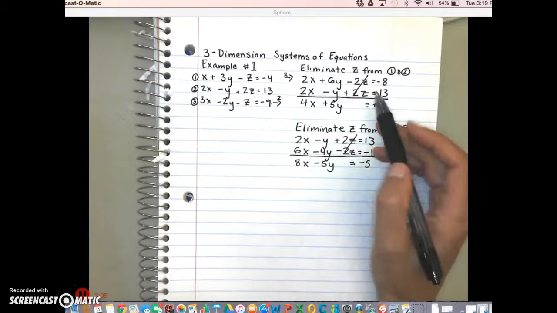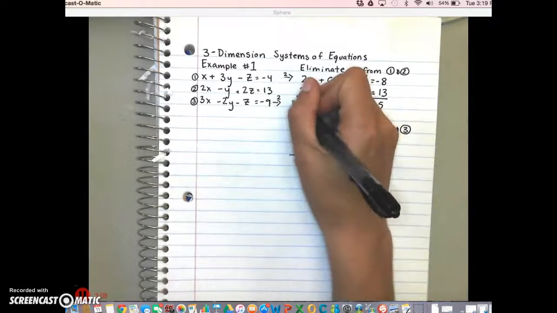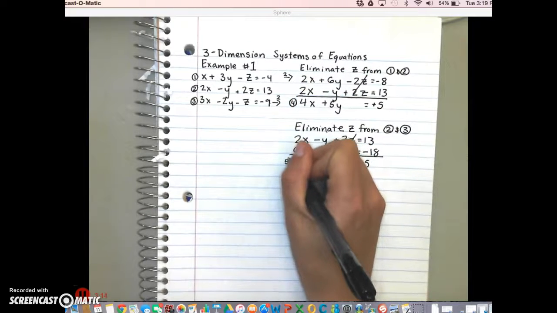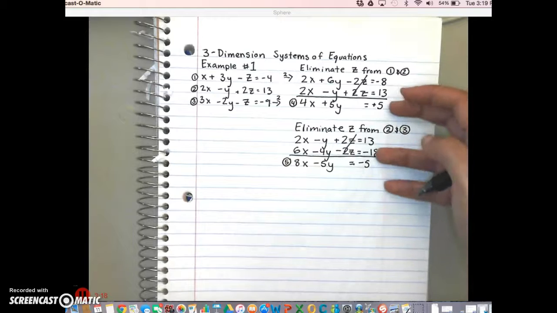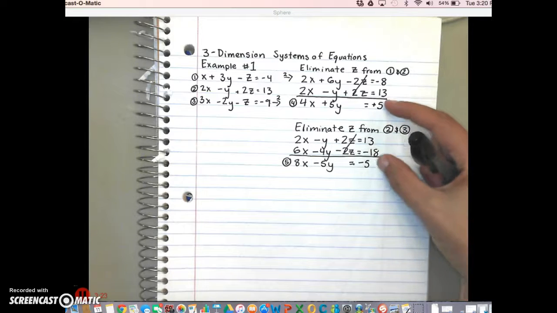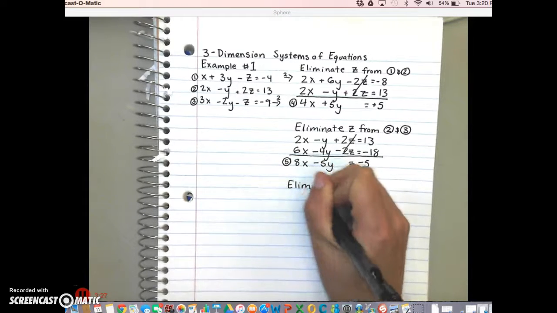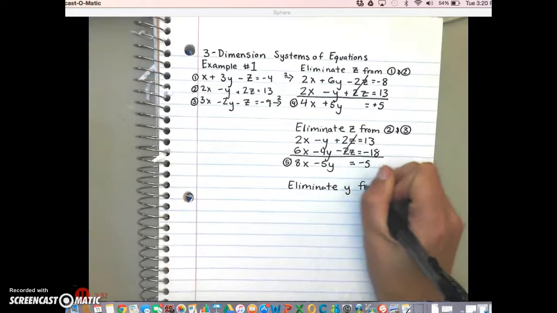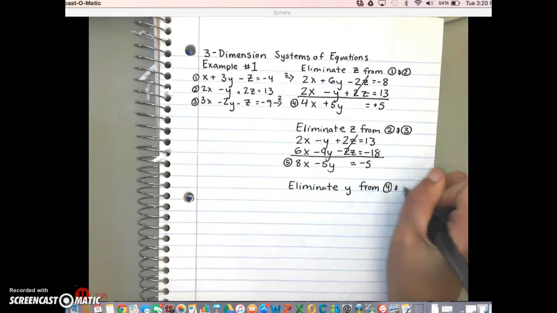What I've done is I've eliminated the first variable and created two new equations. I'm going to call these two equations number 4 and number 5. Now I have a regular system of equations just like last week. So I'm going to combine these and eliminate y from 4 and 5.